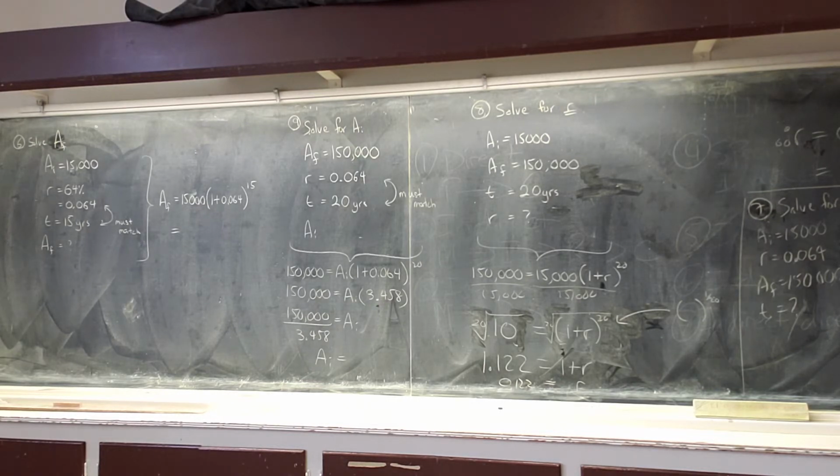Let's simplify it and try to get t all alone, which means dividing both sides by 15,000, just like before. I have 10 equals 1.064 to the power of t. So let's do this. I need 1.064 to multiply with itself to get me 10. Thoughts? Any guesses? What kind of numbers do you want to try?